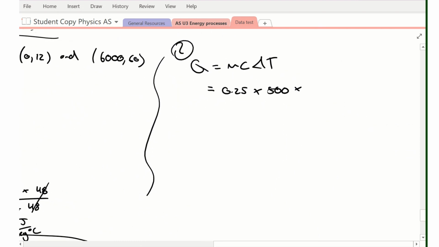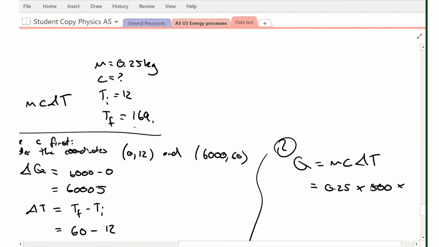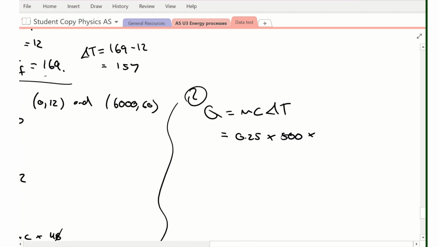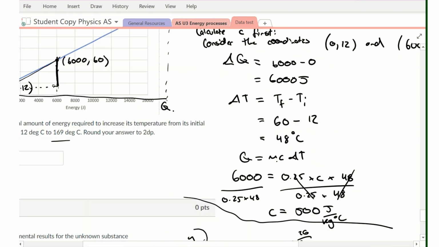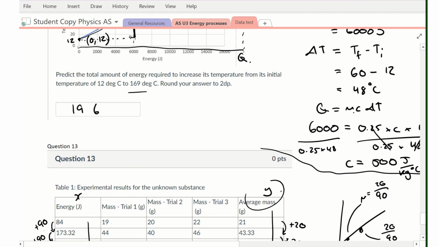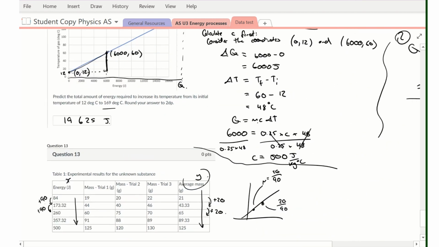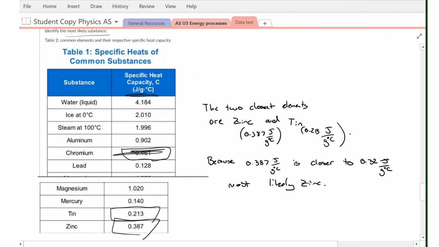But let's do this. So our difference in temperature, I'll do it over here, delta T, 169 minus 12, and that is equal to, is my quick math good? No, it's not. It's really, really bad. 157. So this final answer, 0.25 times 500 times 157. And remembering, as you're doing these, your numbers could be different. Just be aware of that. Because we're finding energy, the unit is joules. So 19,625 joules. And that is the final answer.